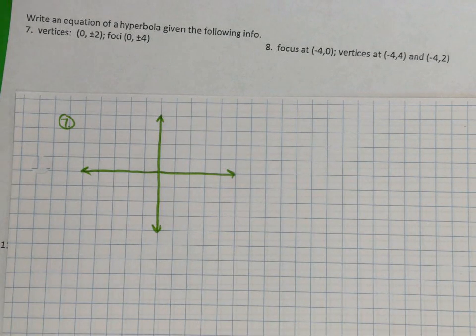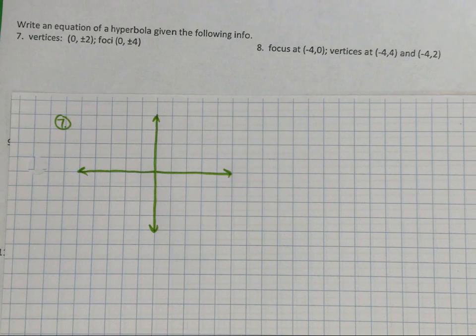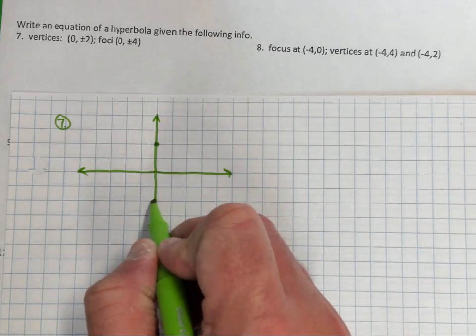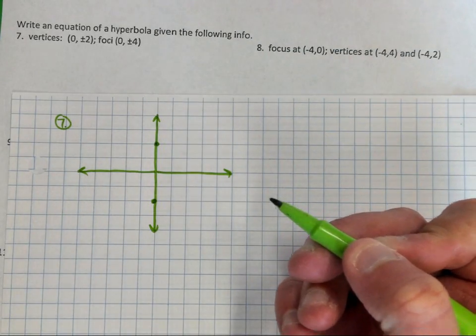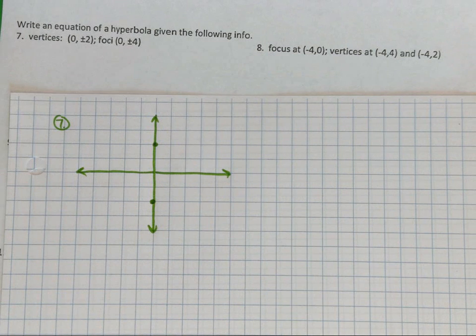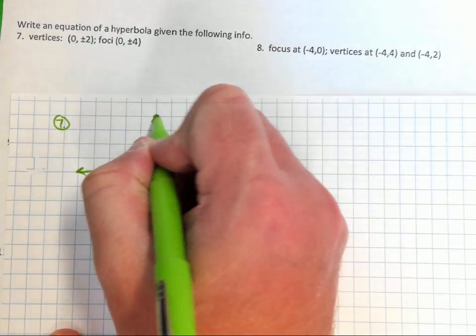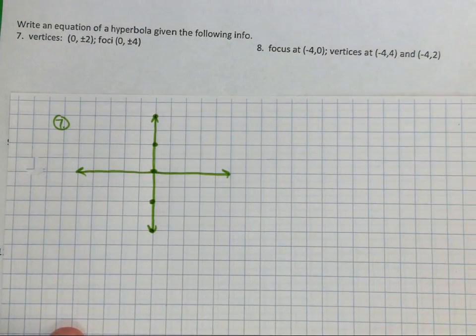Number 7. You have your vertices at 0, 2, and 0, negative 2. So that piece of information right there, what does that tell you? That is what? Center's at the origin. And what's the other piece of information? It's vertical. Okay. Your vertices in the hyperbola and the foci will be on the major axis, okay? So there's my vertices. My foci are right here. And then my center's right here.